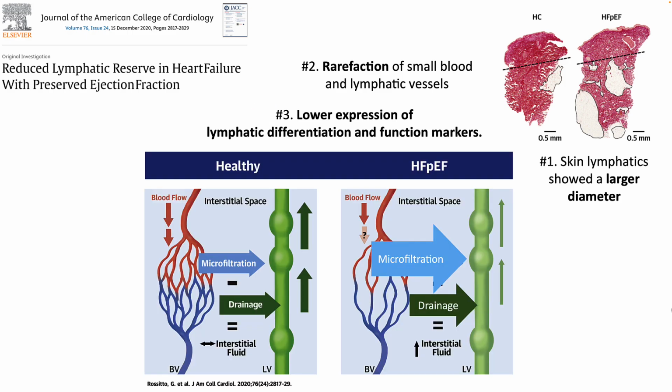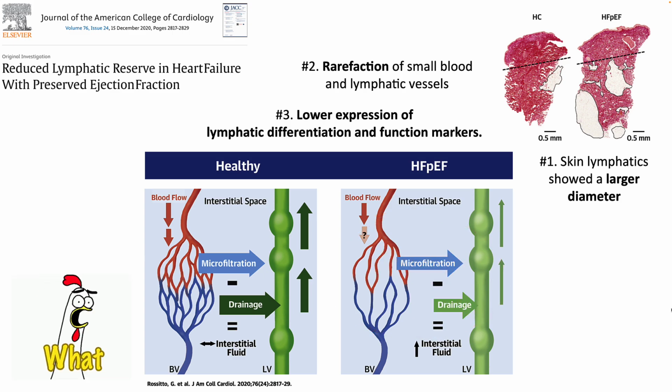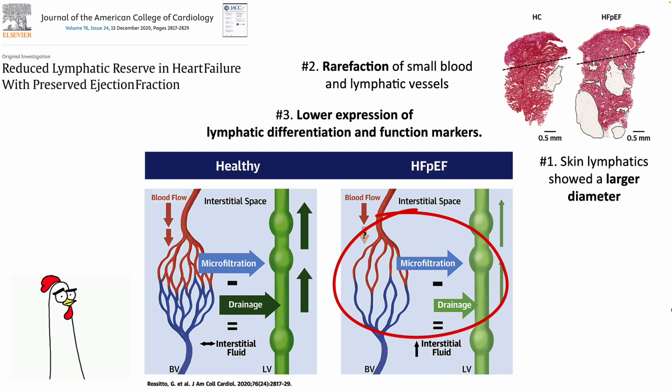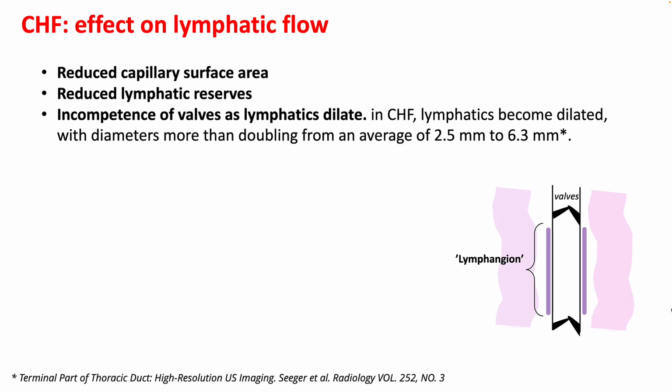So we have been taught traditionally that in heart failure, you have increased microfiltration from the capillary leakage due to your elevated CVP and congestion. And initially, there is some increase in lymphatic drainage. However, these investigators found that in fact your microfiltration drops down and your lymphatic drainage drops down to a much lower level than your microfiltration. And this results in accumulation of your interstitial fluid, causing edema.